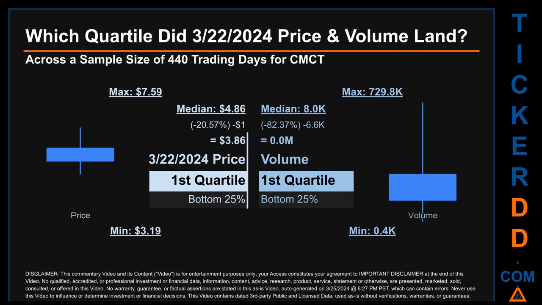Descriptively, CMCT has a median price of $4.86. Therefore, March 22, 2024 price was lower from that middle marker by 20.57%. The day's volume of 0 million was less than the median by 82.37%.